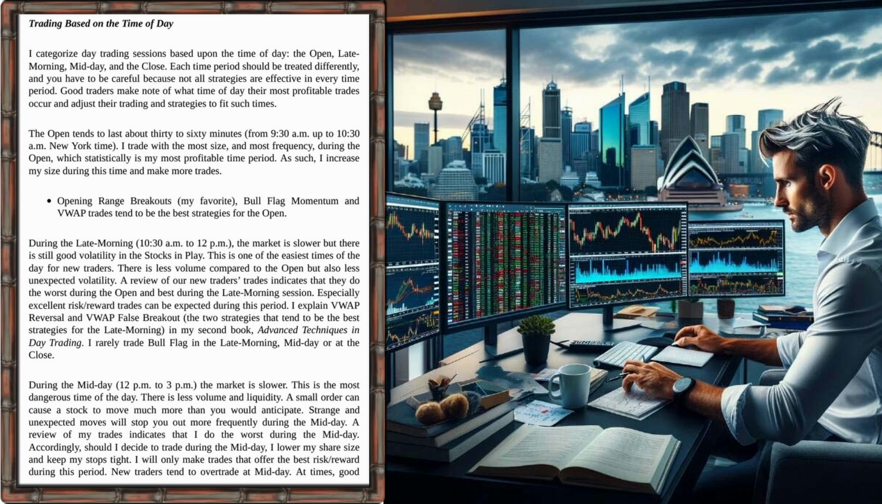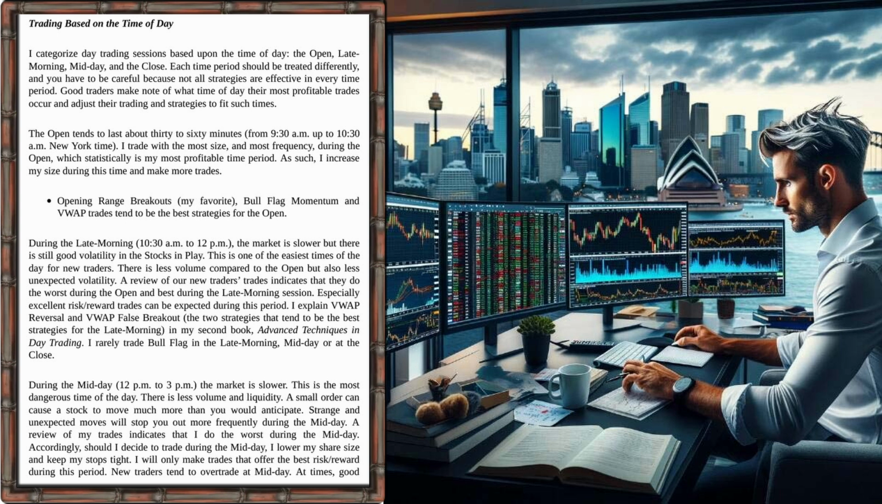During the late morning, 10:30 a.m. to 12 p.m., the market is slower, but there is still good volatility in the stocks in play. This is one of the easiest times of the day for new traders. There is less volume compared to the open, but also less unexpected volatility. A review of our new traders' trades indicates that they do the worst during the open and best during the late morning session. Especially excellent risk/reward trades can be expected during this period. I explain VWAP reversal and VWAP false breakout, the two strategies that tend to be the best strategies for the late morning, in my second book, Advanced Techniques in Day Trading. I rarely trade bull flag in the late morning, midday, or at the close.